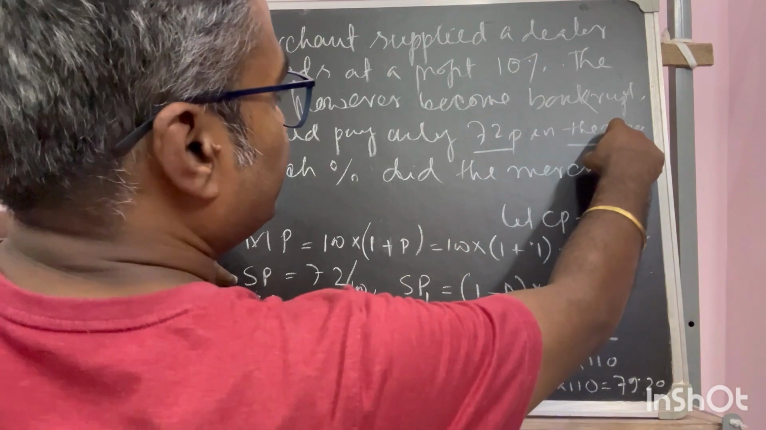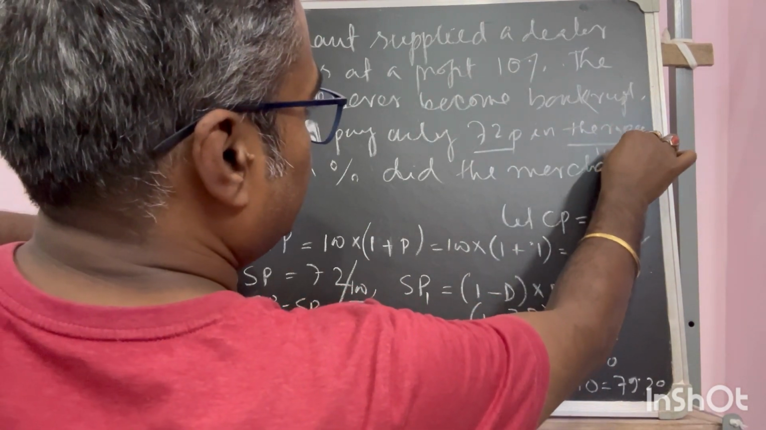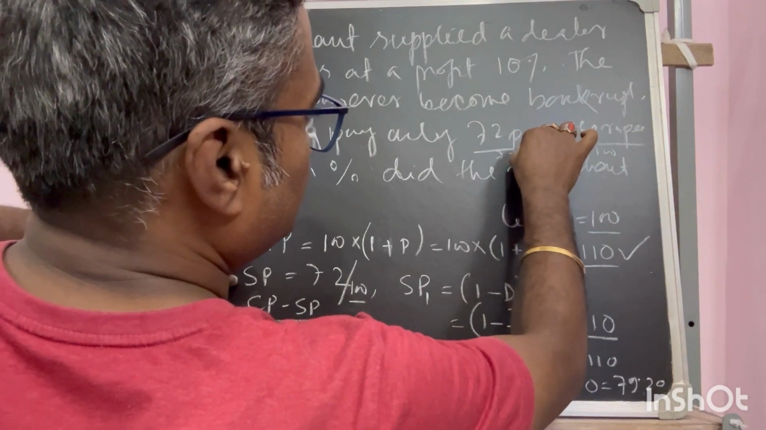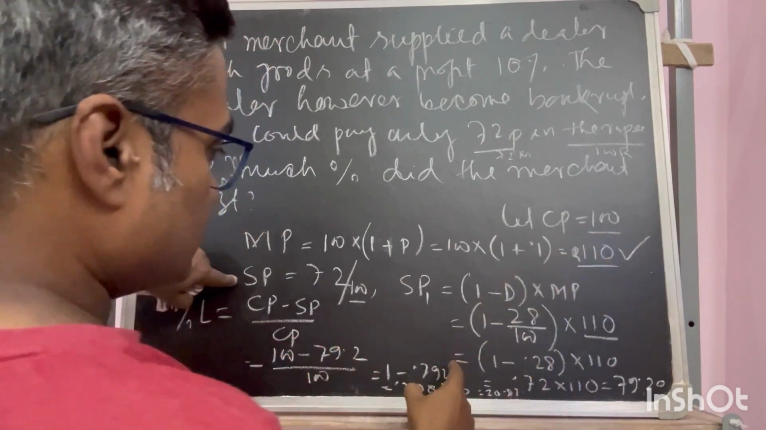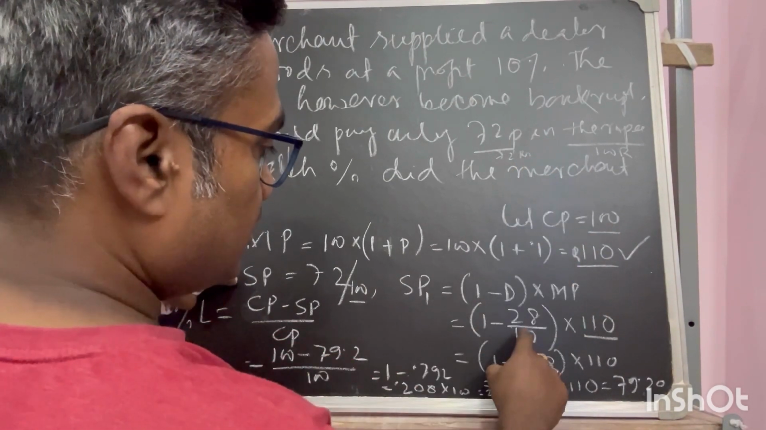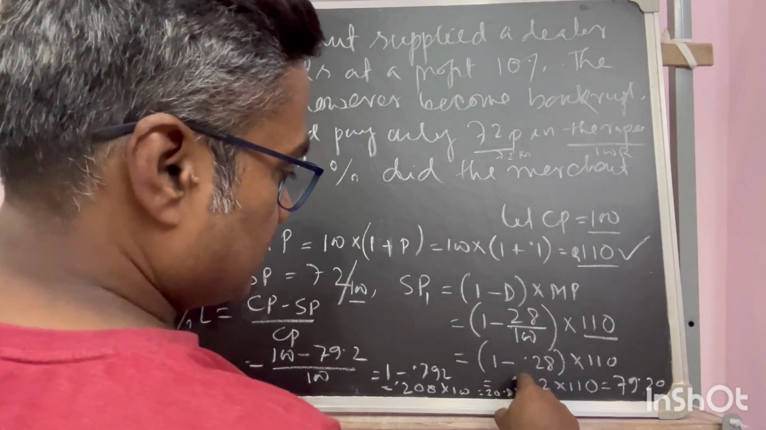So the mark price, if it is 1 rupee, he is paying 72 paisa. If the mark price is 100, he is paying 72 rupees. But the actual mark price is this one. So the discount is actually 28 rupees you are getting on 100 rupees. So that is the discount percentage.